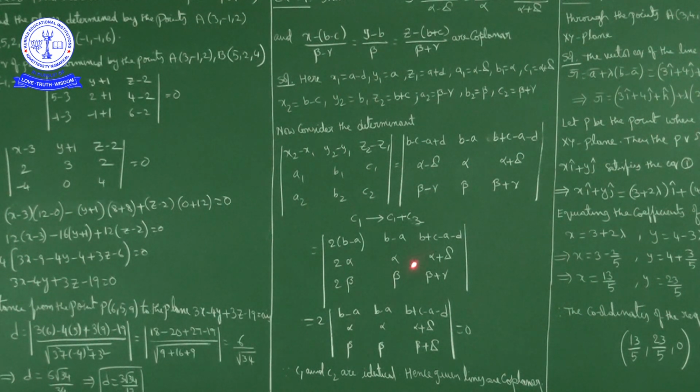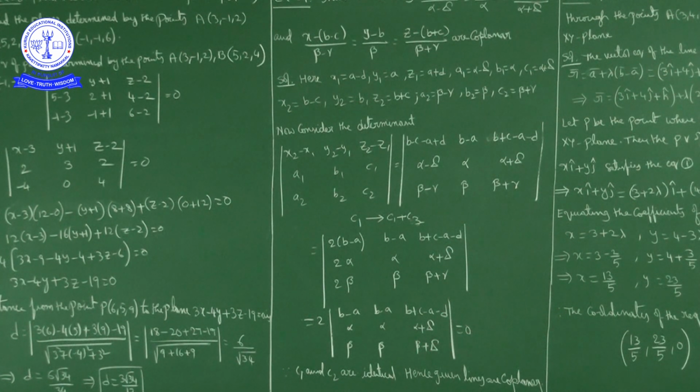Next, beta minus gamma plus beta plus gamma, by adding these two, minus gamma plus gamma cancel, beta plus beta is 2 beta. Okay, no change in the second column, no change in the third column. But if you observe, the first column is a multiple of 2, no? So the 2 we can write outside: 2 times determinant of b minus a, alpha, beta; b minus a, alpha, beta; b plus c minus a minus d, alpha plus delta, beta plus gamma.